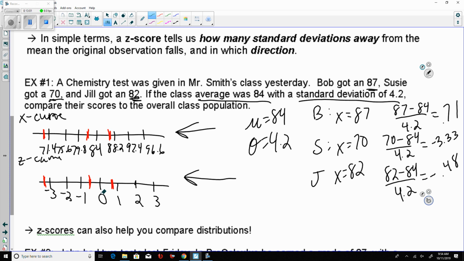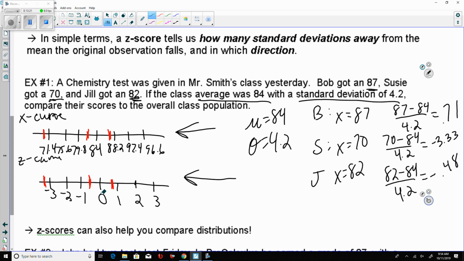Okay, anybody have any problems or concerns or questions about getting those numbers? 84 is the mean. 4.2 is the standard deviation. Okay, just match it up to the formula above. Okay, now how many values are usual?